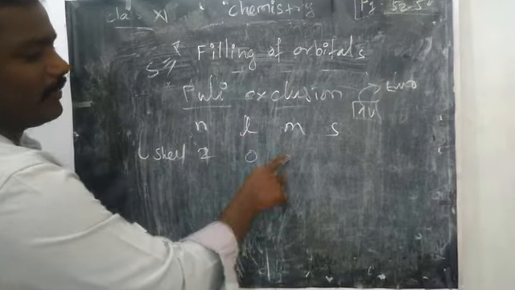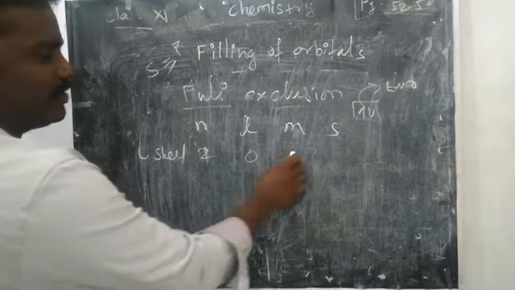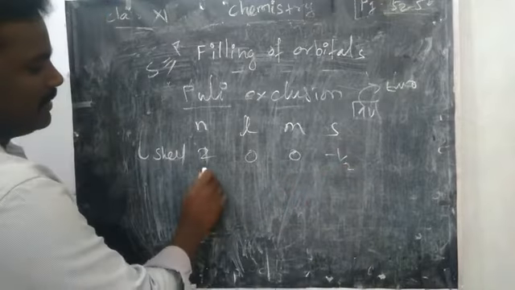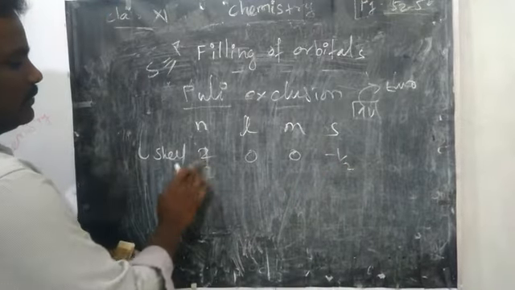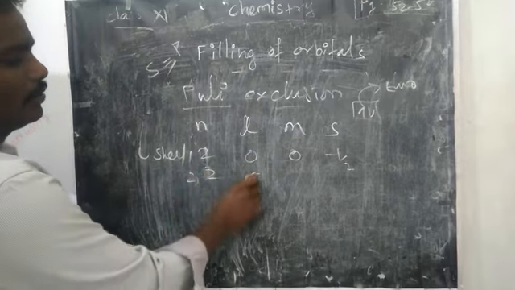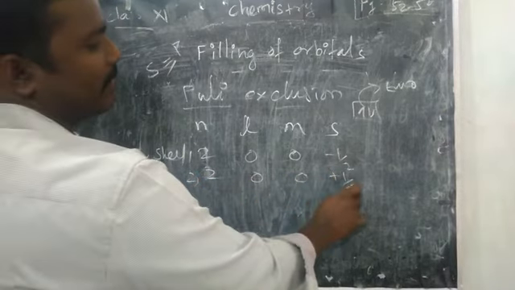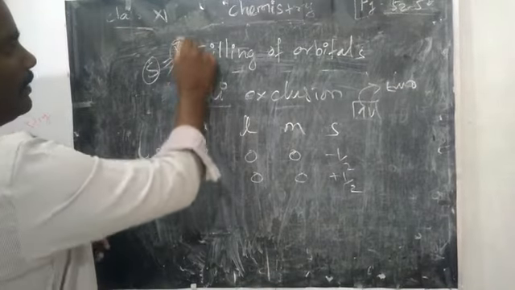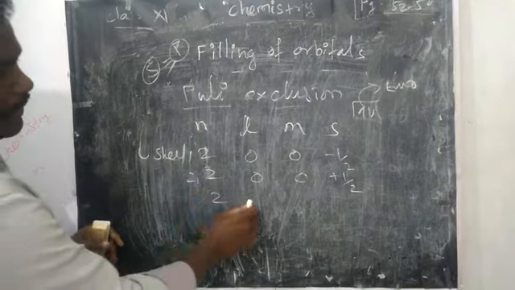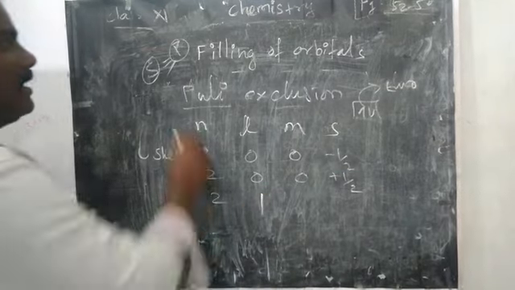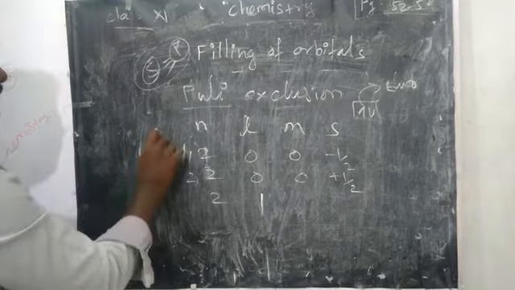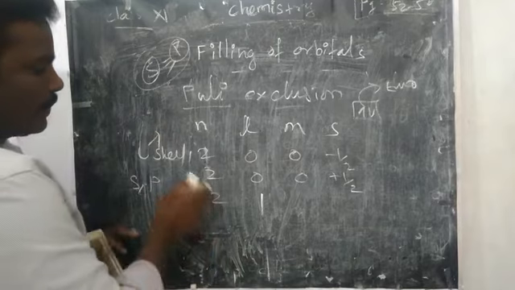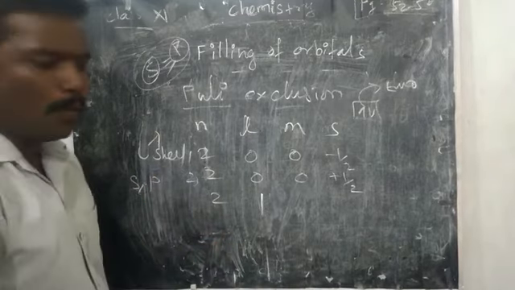Then M value, what will happen? Magnetic value: L value 0 means M value also 0. Then spin value minus half. Then the second electron: N value 2, L value 0, but it becomes plus half. Okay. Then S orbital over, then P orbital: N value 2 only, L value becomes 1 because the second L shell has both S as well as P orbital. So P orbital means L value is equal to 1.